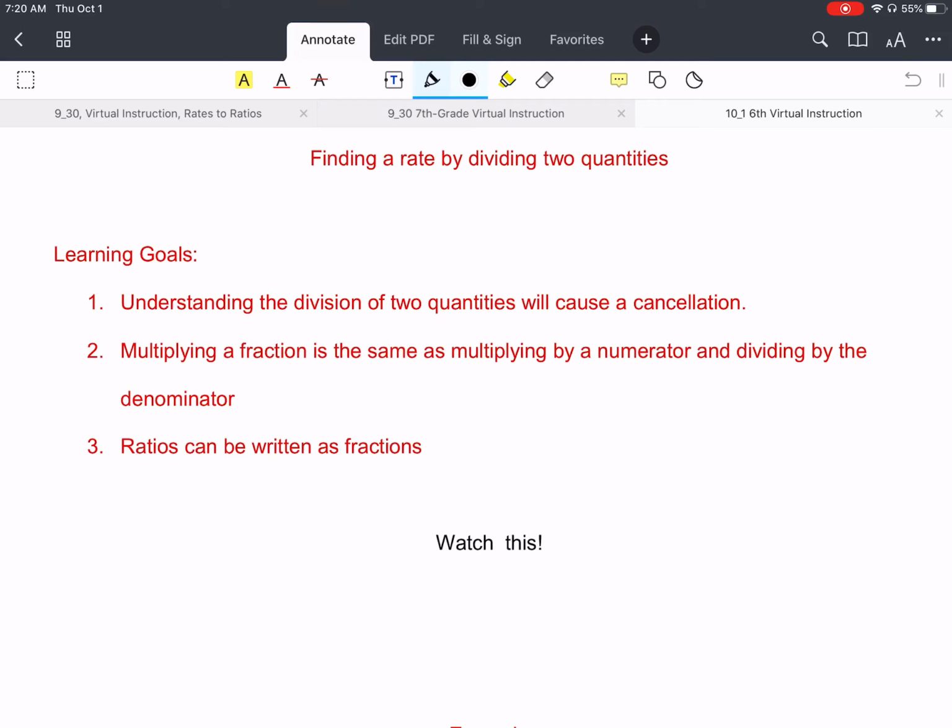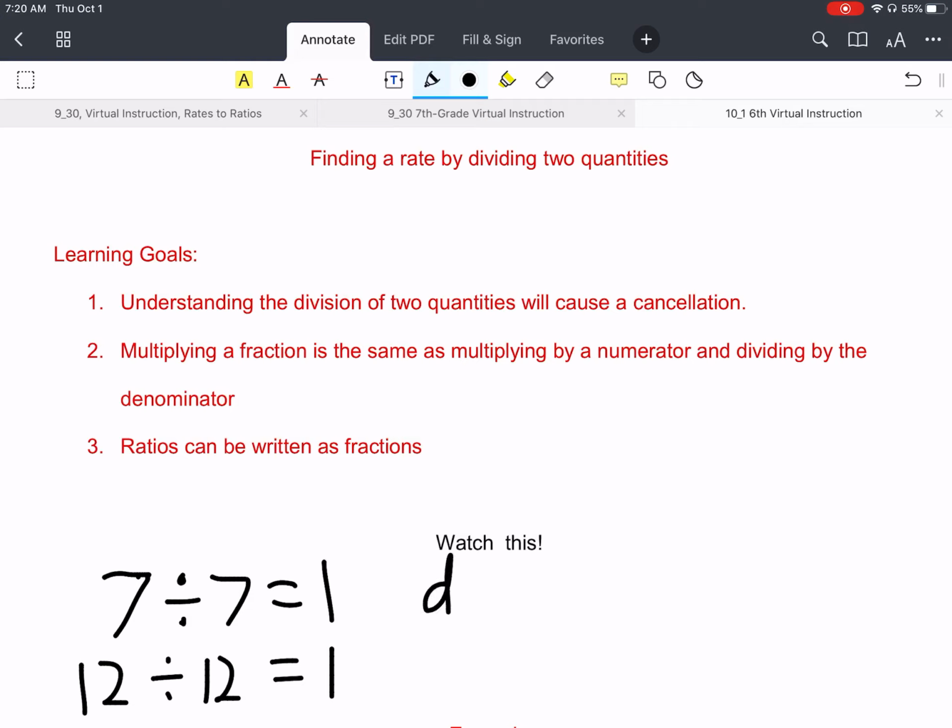So what I want us to think about and remember is that when we divide any number, let's say 7 divided by 7, so any number by itself is going to be equal to 1. We could do 12 divided by 12, and it would be equal to 1. That could be the same as, let's say, dogs divided by dogs is going to be equal to 1.